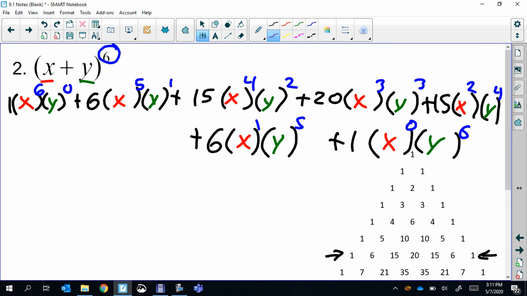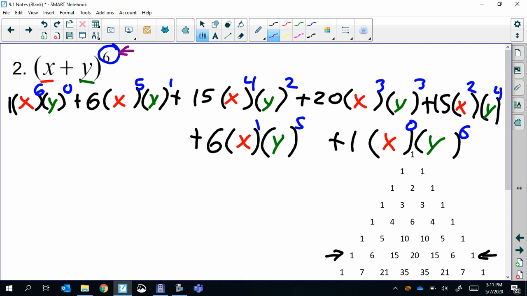Now, maybe you noticed this, maybe you didn't, but the 2 exponents will always add to equal 6. 5 plus 1, 6. 4 plus 2, 6. 3 plus 3, 6. They always add. So if you think you messed up an exponent, just double check. Make sure they add up to equal the original exponent.